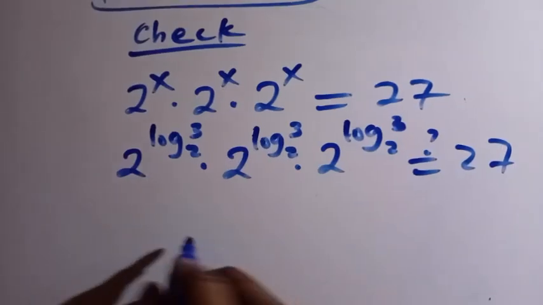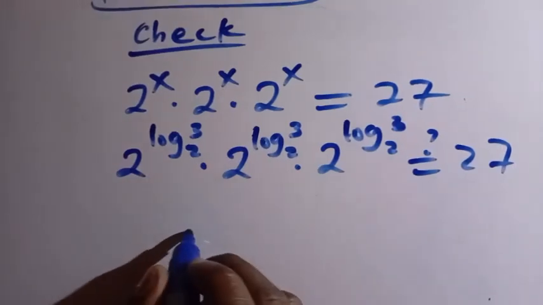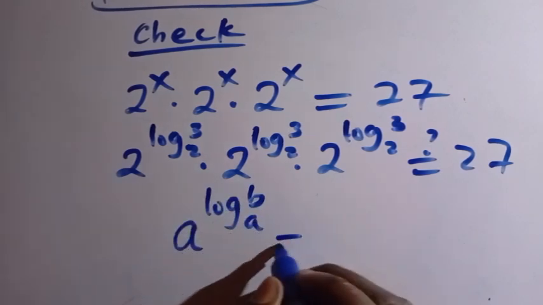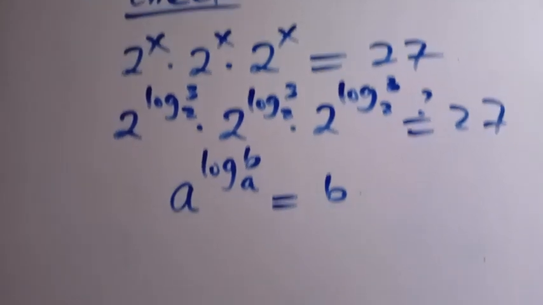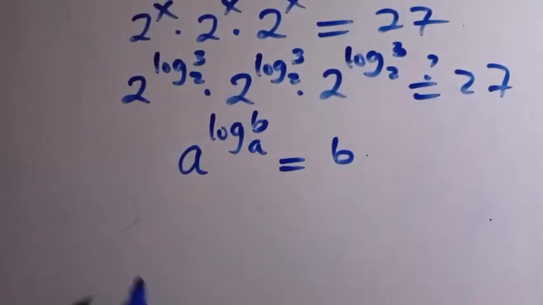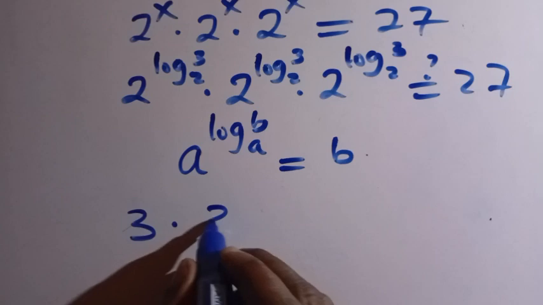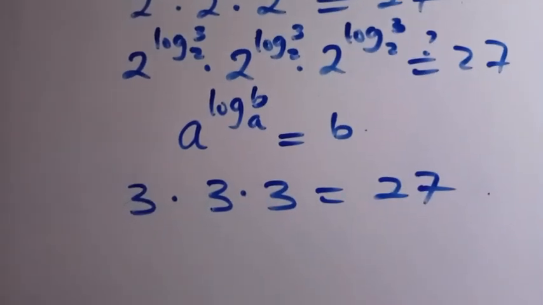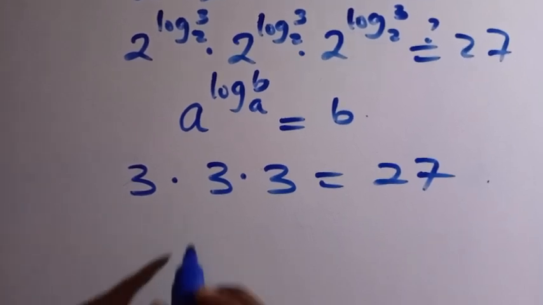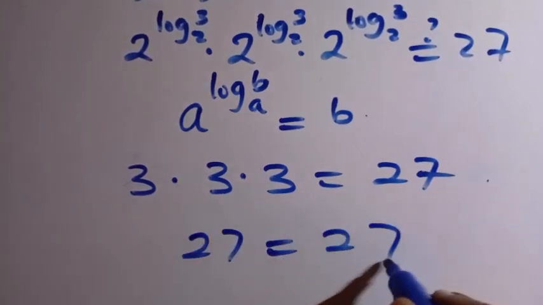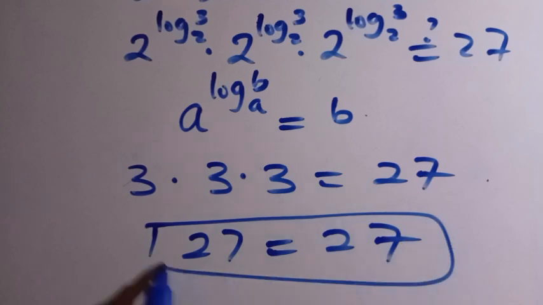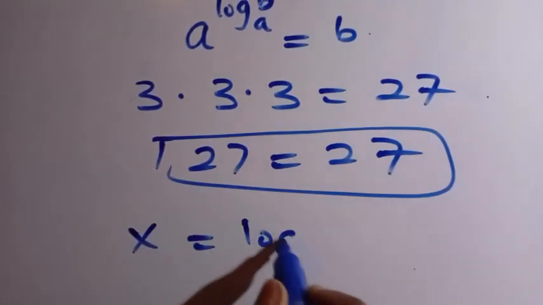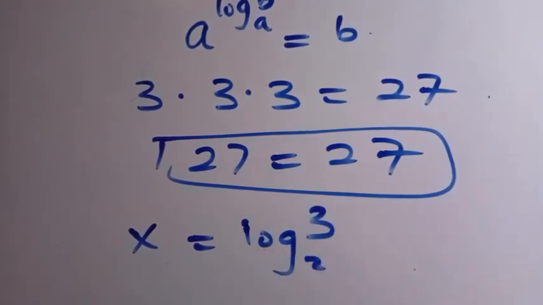So let's note this rule as well. Suppose we have a raised to power of log b base a. So this equals b. So therefore 2 raised to power log 3 base 2, that is 3 multiplied by 3 multiplied by 3. So this equals 27. Because 3 times 3 times 3, that is 27, equals 27. So which means the value of x, which equals log 3 base 2, satisfies the question.